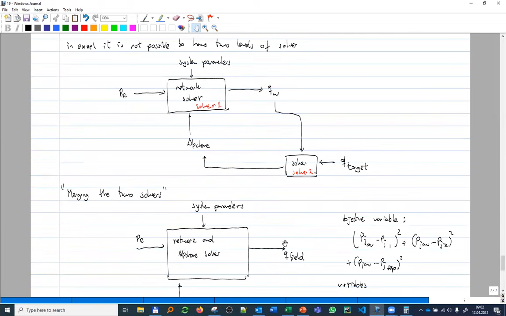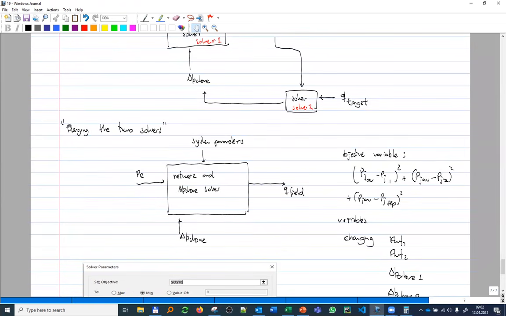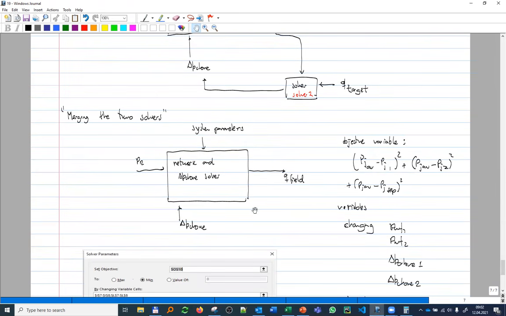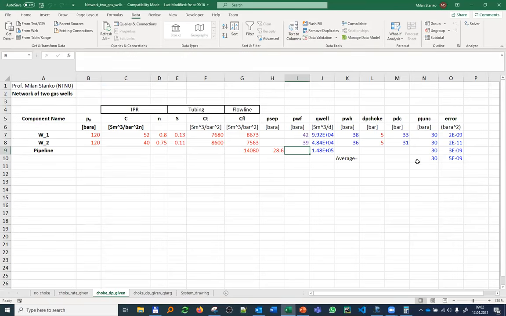So what I do is I try to merge these two solvers. To this problem, I'm going to add a constraint that this one has to be equal to 80,000 and this one has to be equal to 40,000. So let's do that. It's Q target, and this will be in these units. Then it was here 80,000 and 40,000.